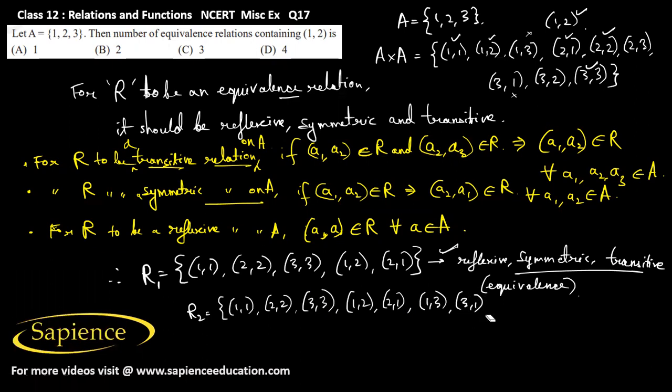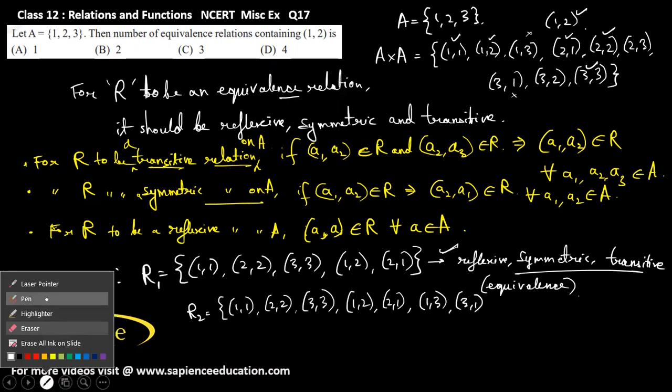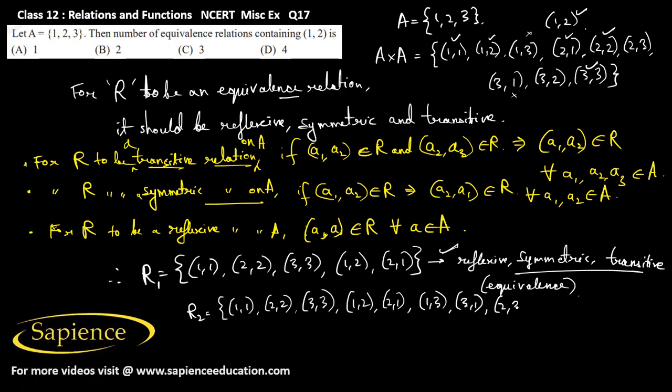So therefore I can't end here. So (2, 3) also should be there. And since (2, 3) is there, and it should be symmetric also, so (3, 2) also should be there. So it means that the entire set A cross A is coming, which is the universal relation. So the universal relation itself is an equivalence relation.